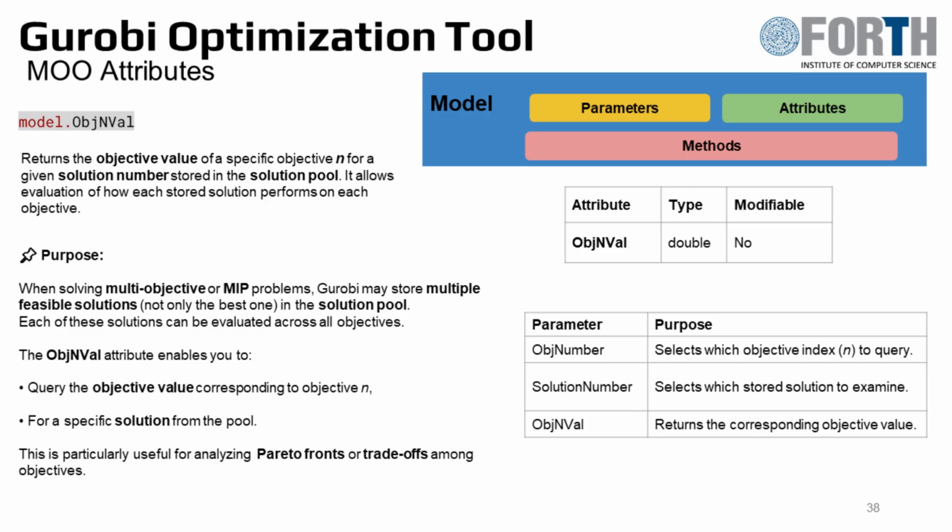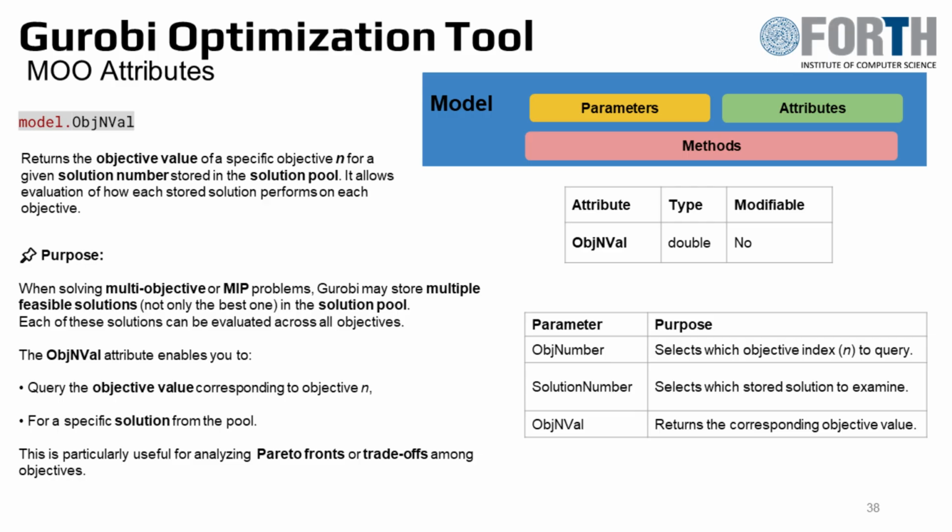First, which objective you are referring to. This is done using the parameter obj_number. Second, which solution in the pool you want to inspect. This is done using the parameter solution number. Once these 2 are set, model.obj_val gives you the corresponding objective value. So conceptually, the process is: select objective index n, select solution index k, read the objective value for that pair.